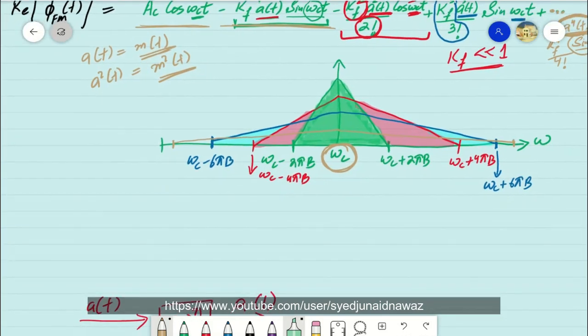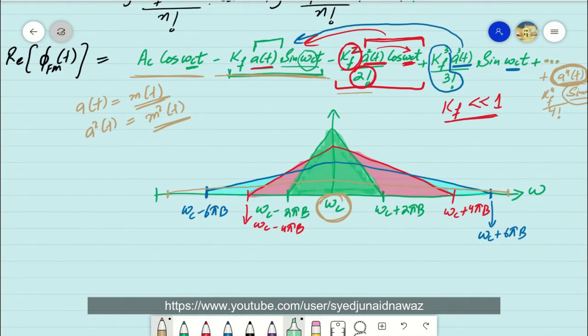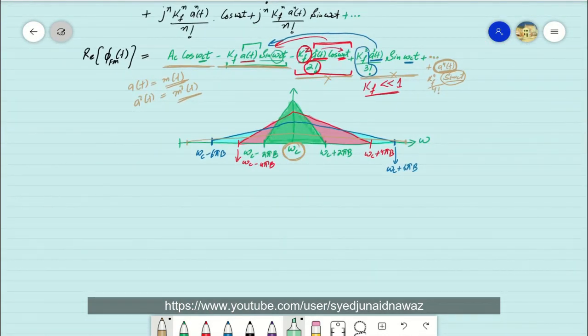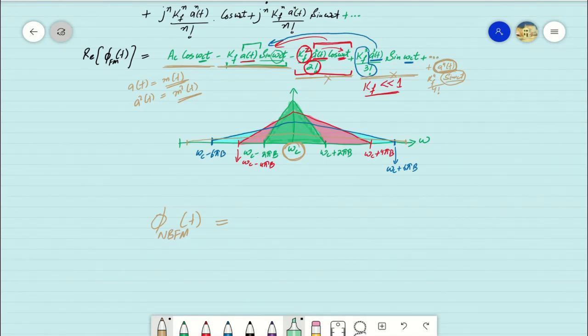So for the case of frequency modulated signals, as the higher order terms have very limited contribution of the power of the signal, if we ignore the higher order terms and generate the frequency modulated signal by using only the first two terms which have most of the portion of the signal's energy, we can define a narrow band angle modulated signal as, for example, the time domain expression of a narrow band frequency modulated signal as only the first two terms of the power series expanded variant of the wide band frequency modulated signal, that is Ac cos of omega ct minus kf a of t sine of omega ct.